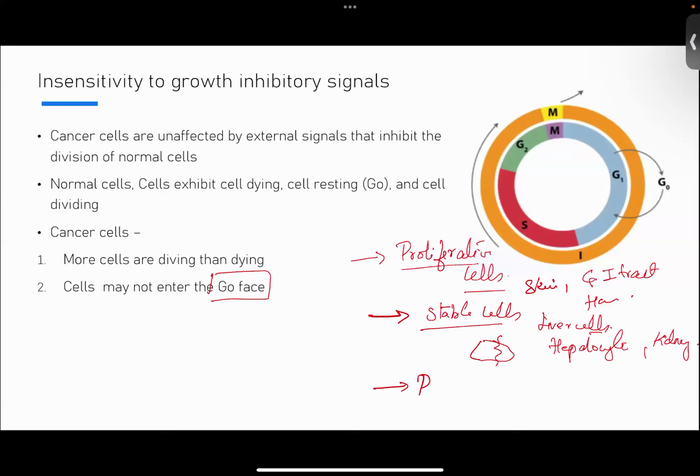And then there are permanent cells, like the skeletal muscle cells and the neurons. Once there is any defect to a neuron, it can't be treated because they are permanent cells. Usually they go to the G naught phase, the resting phase, and because of that there is no growth happening.